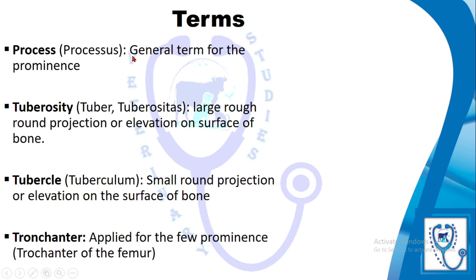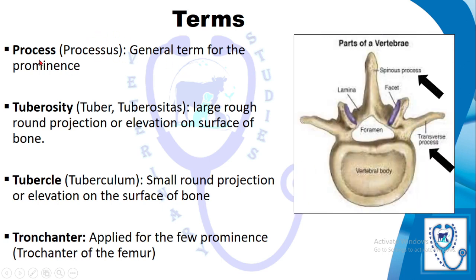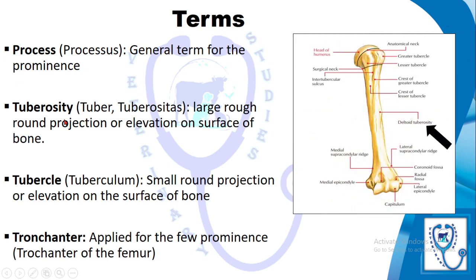In osteology, process is a general term for a prominence or any extension in a bone. As an example, I have given a picture of a vertebra. The lateral and dorsal extensions of a vertebra are known as processes. The lateral extension of a vertebra is known as the transverse process, whereas the dorsal extension is known as the spinous process. Tuberosity. Tuberosity is a large, rough, round projection or elevation on the surface of a bone.